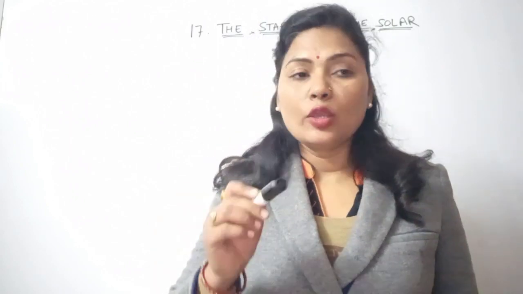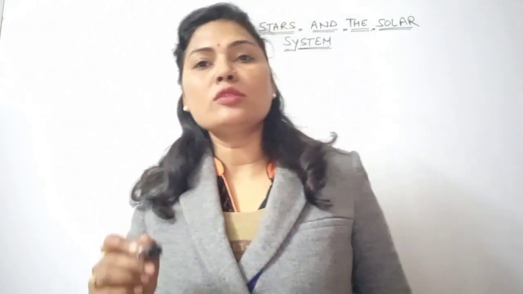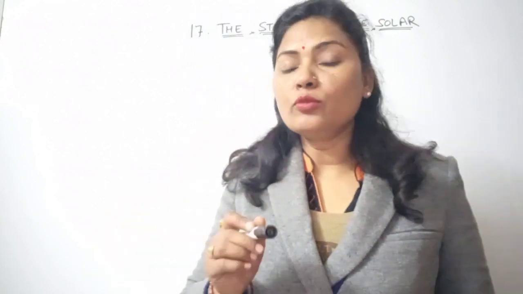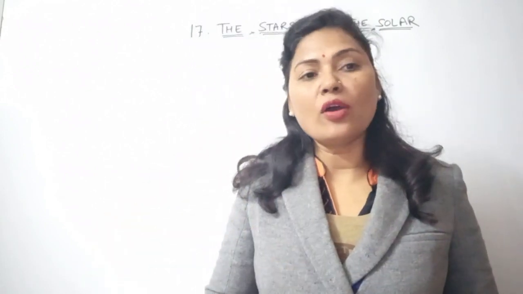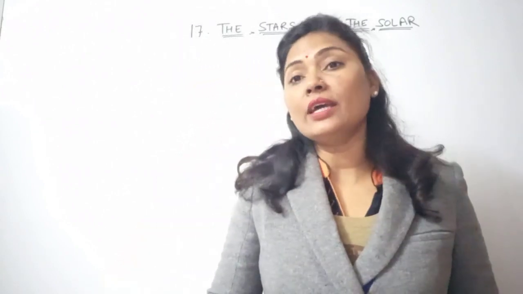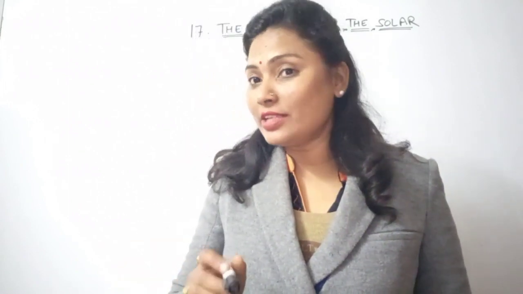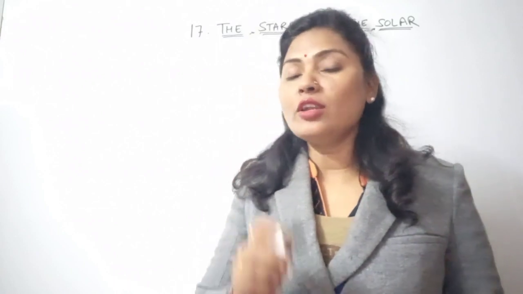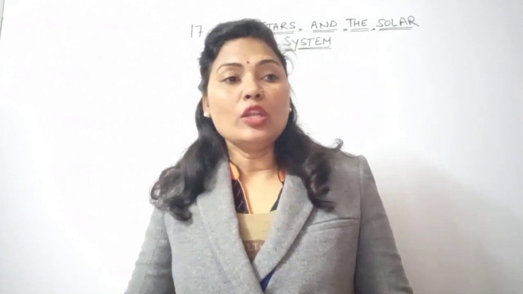Now, do you know what stars are? Stars are huge spinning balls of hot gases, held together by gravity. Most stars are made up of hydrogen and helium. All stars have their own light, so stars are luminous objects, while the moon does not have its own light, so the moon is a non-luminous object.